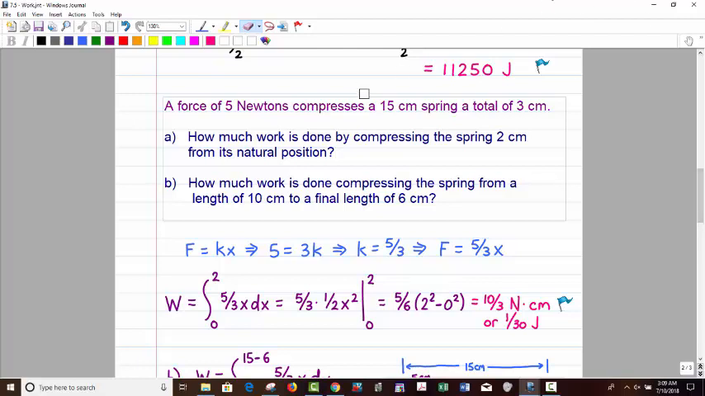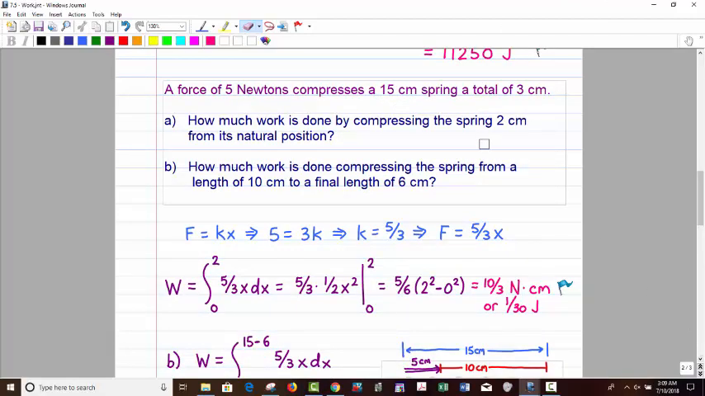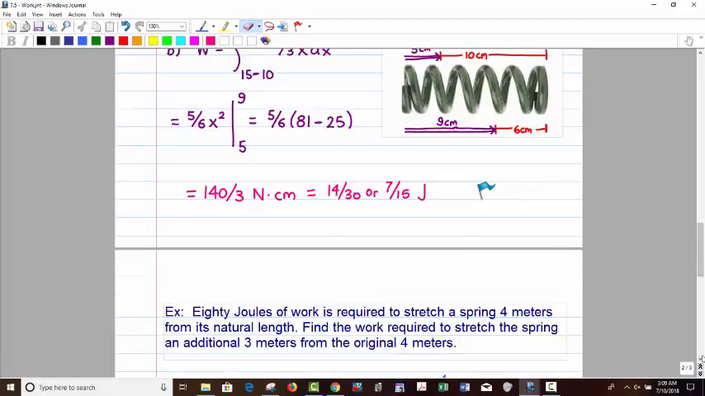Let's go back and look at the length of the spring. It's 15 centimeters. If the spring is at a length of 10 centimeters when you're first starting the measurement, that means it's been pressed in 5 centimeters, like I have right down there. It's been pressed in 5 centimeters.